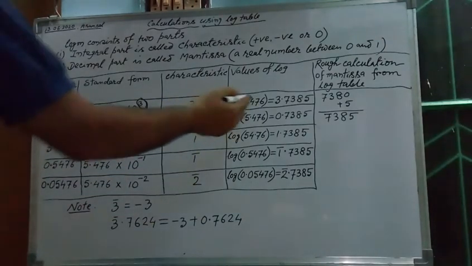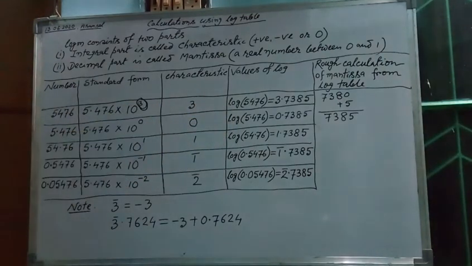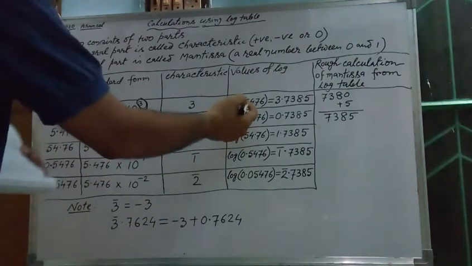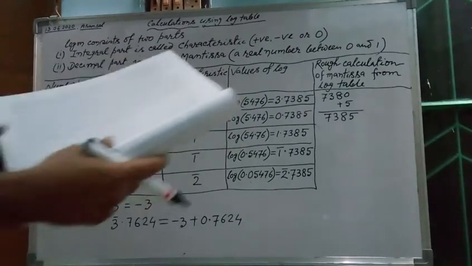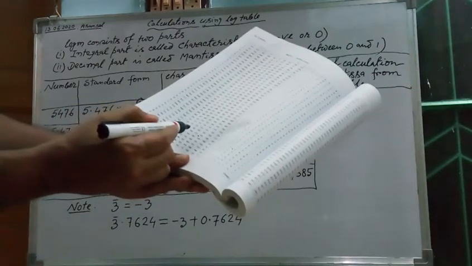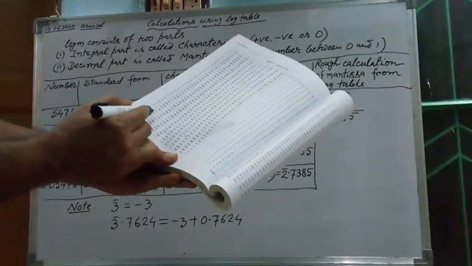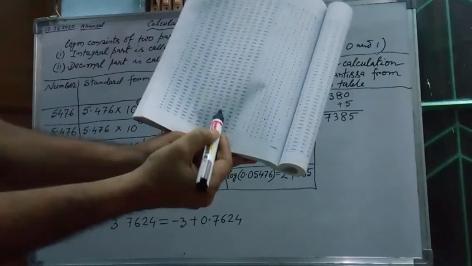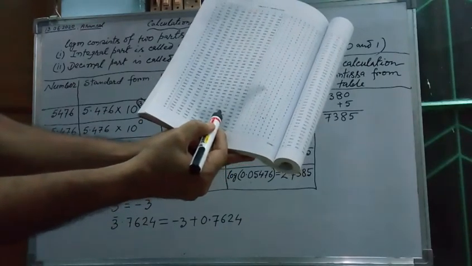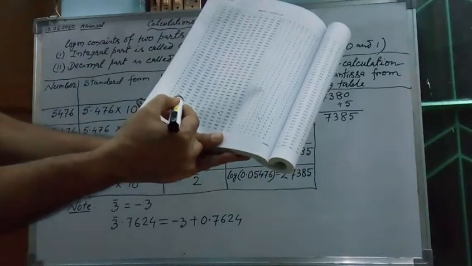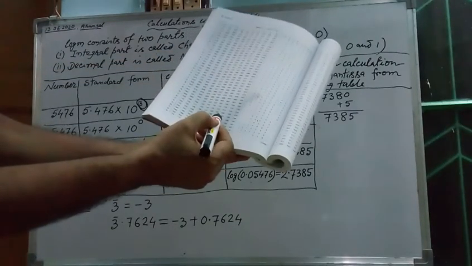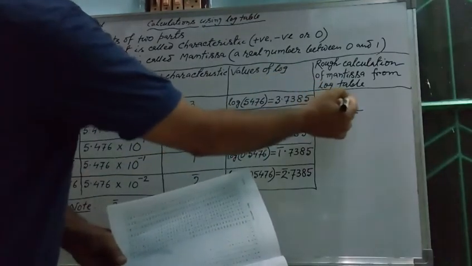Then how to see the log table? We will look into the value of 54 from the log table. See, we look into 54 from the log table and move along the row of 54 and come up to the column headed by 7, that is under 7. The value is 7380. See, I have written 7380.